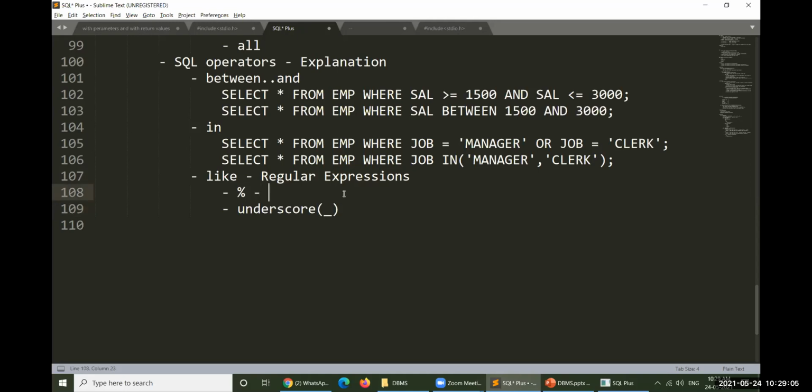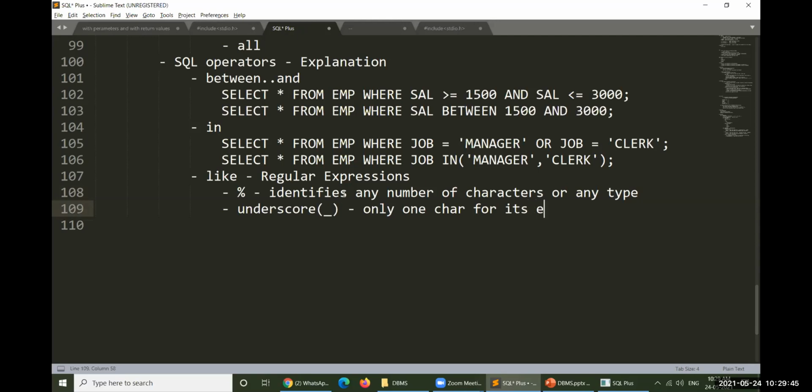Look at this. This percentile can identify any number of characters of any type. Any type in the sense A, B, C, D, X, Y, Z, 1, 2, 3, 4, 5, or at the rate, whatever character it might be. One column might have 20 characters, another column might have 35 characters, so the length is not important. Any number of characters gets identified by percentile, whereas underscore identifies only one character for its existence.